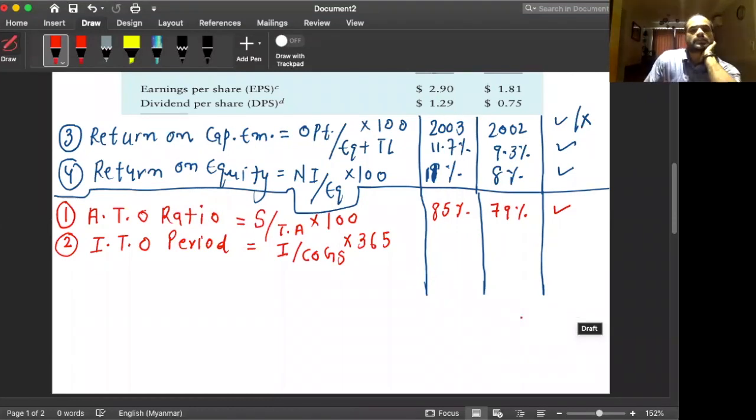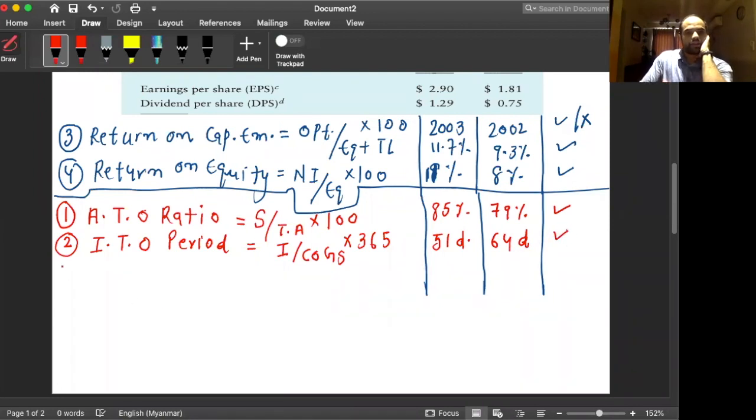So 2003, it's 51 days. All right. And 2002, it's 64 days. Good or bad? It's good.